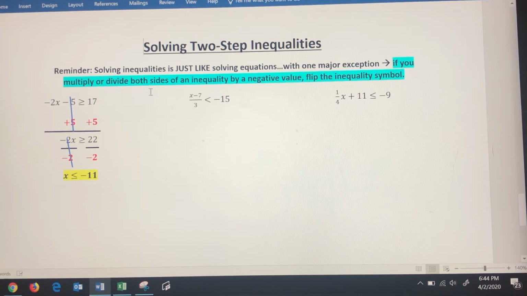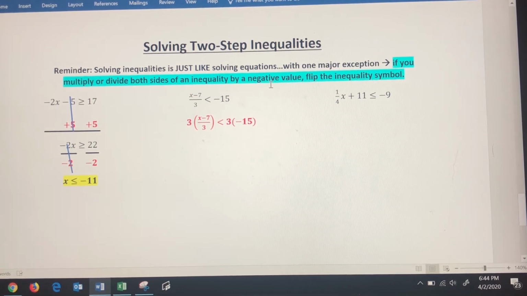Next problem. x minus 7 divided by 3 is less than negative 15. Now, in this case, I've got to multiply by this 3 first, because this x minus 7 goes together. This is a difference that's kind of locked together here, divided by 3. So in this case, I'm going to multiply by 3 first. Should look like this. If you multiply the left side by 3, you have to multiply the right side by 3. Now notice it's a positive 3, so the inequality symbol stays the same.